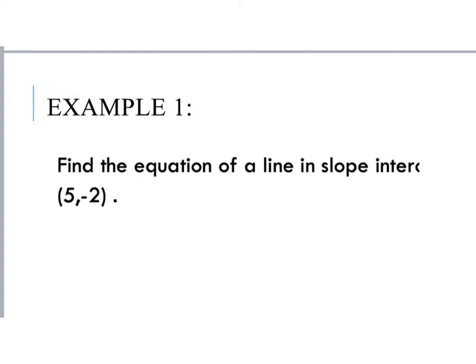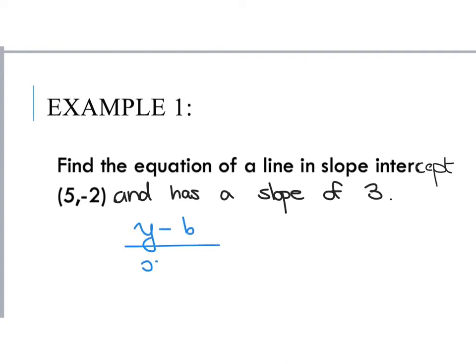So I'm trying to find the equation of a line in slope-intercept form that goes through (5, -2) and has a slope of 3. So how would I do that? Well, I'm going to use the equation I saw on the previous page, that I'm going to use the fact that (y minus b) over (x minus a) is equal to m. Now m is the slope, and a and b are the point, so a and b are 5 and -2.